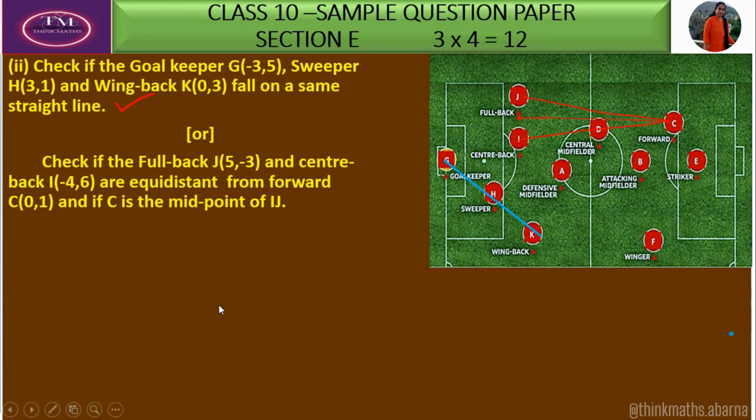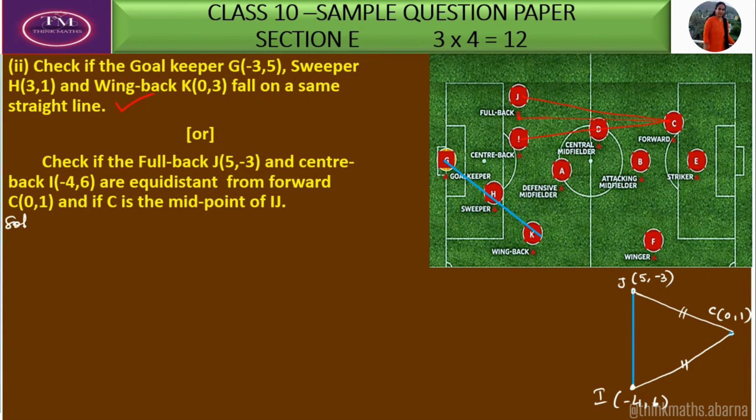Now let us draw the line. So this is the point for I and J. The point I is given as (-4, 6) and J is (5, -3). The point C is (0, 1). And now we have to check whether CJ and CI are equal. So let me start the solution.